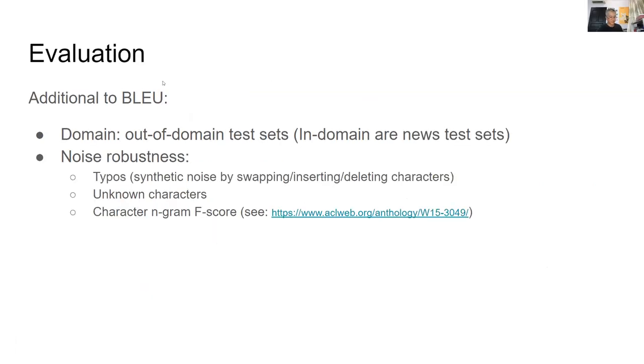Yeah, go ahead. Okay. So in this paper, they did use BLEU, but they also tried some other forms of evaluation that they argued was necessary. They used what they call out-of-domain test sets, meaning they tried to translate a different set of data that is considered a different domain, because the in-domain set they consider in this paper is from news. They also tried what they call noise robustness, where they insert typos by swapping, inserting, or deleting characters. They added unknown characters, and they also calculated what they call the character n-gram F-score. So the idea is that you want it to be as close to zero as possible.